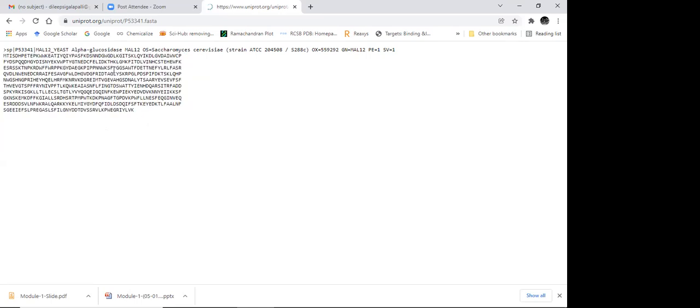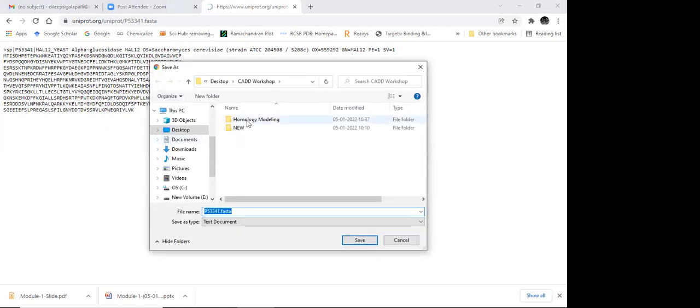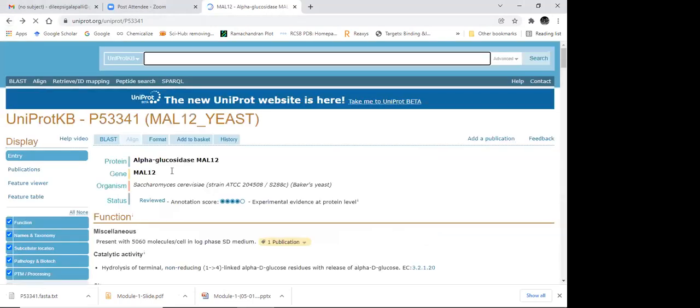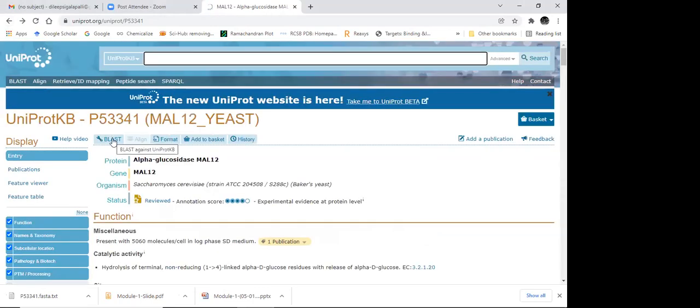Now I am downloading this FASTA sequence. I have saved that FASTA sequence. Then we need to, here you can see BLAST. The second option is BLAST. Then you need to click that BLAST.